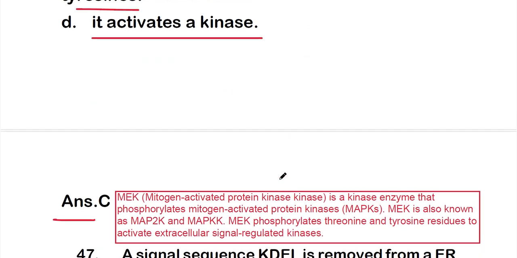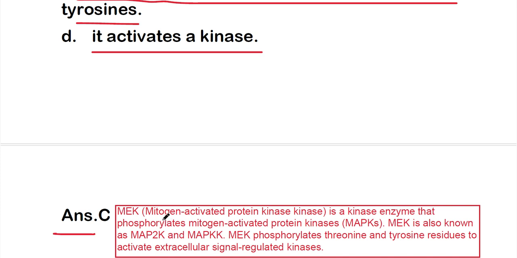Okay, and what is this MEK kinase? MEK means mitogen activated protein kinase kinase. It is a kinase enzyme that phosphorylates mitogen activated protein kinases, that is MAP kinases. It activates the MAP kinases, and MEK is also known as MAP2K and MAPKK. So MEK phosphorylates threonine and tyrosine residues to activate extracellular signal regulated kinases.